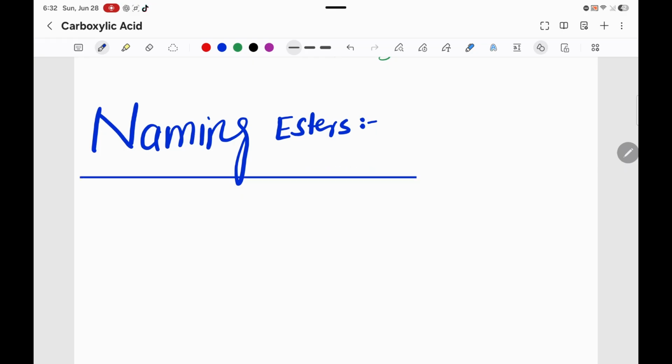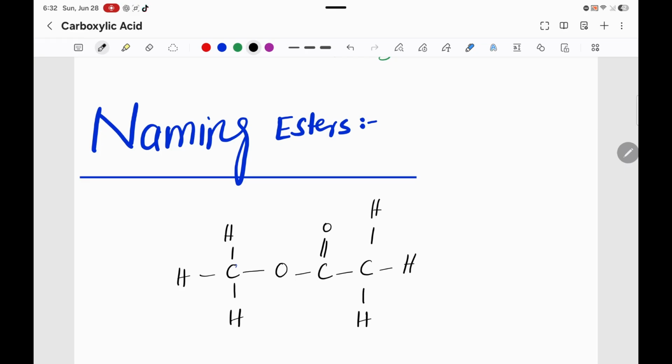Okay, let's understand it with the help of an example so you can understand it well. I'm going to take the example of an ester. So let me write. I'm deliberately using a different number of carbon atoms on both sides of the oxygen so we can better understand the difference. Okay.